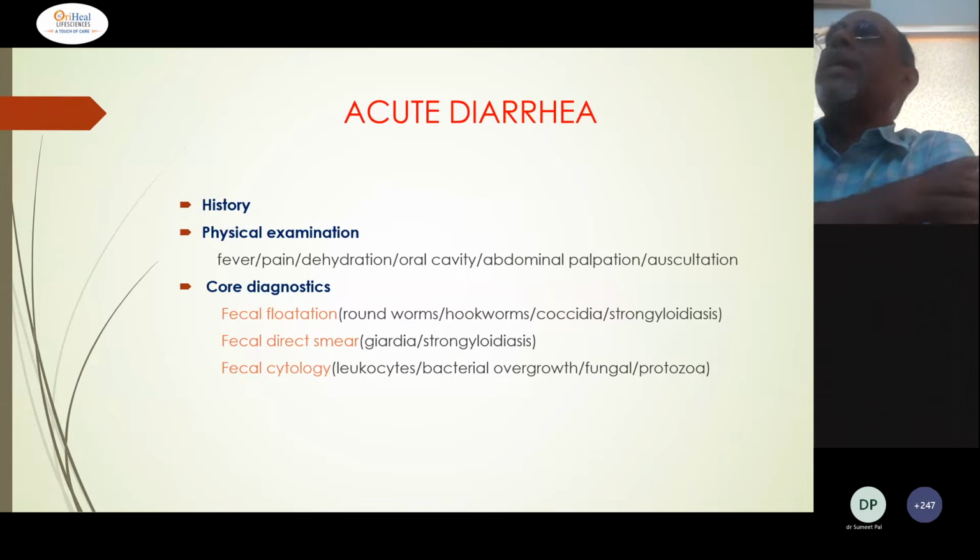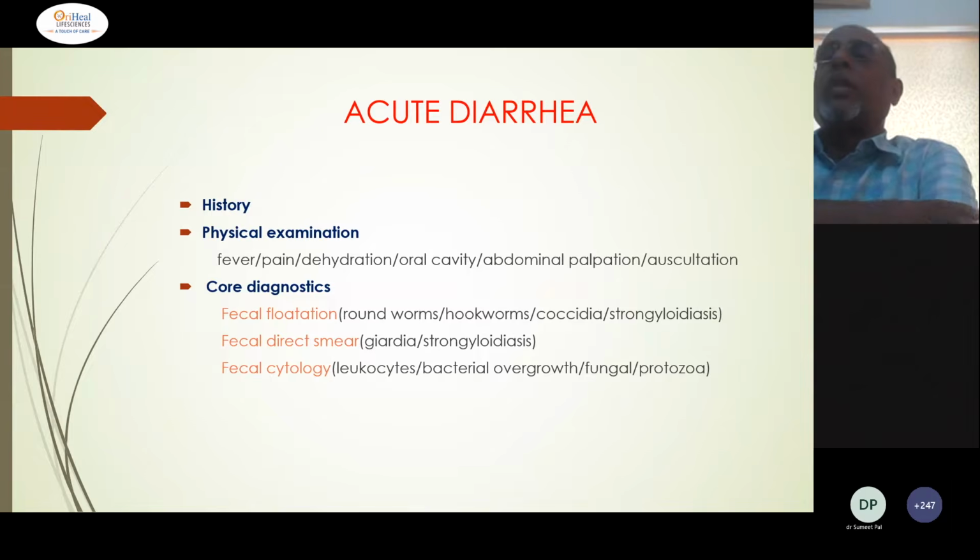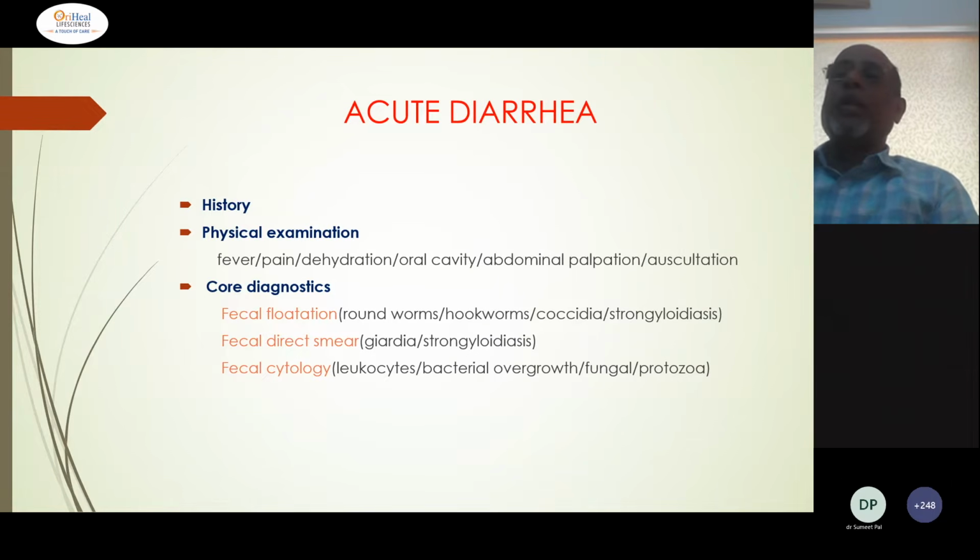The core diagnostics which are important in acute diarrhea is fecal flotation, because most of the time we get helminthic infestations which are causing acute diarrheas. Then you can do fecal direct smears for giardiasis and strongyloidosis. Then you can do fecal cytology to find out if you've got excess bacterial population or leukocytes, bacterial overgrowth, fungal or protozoal infection.